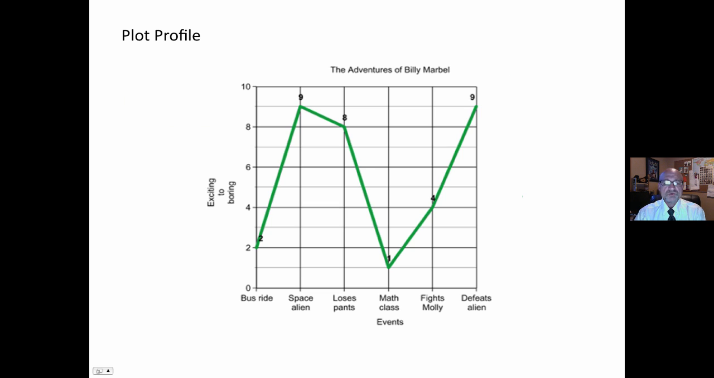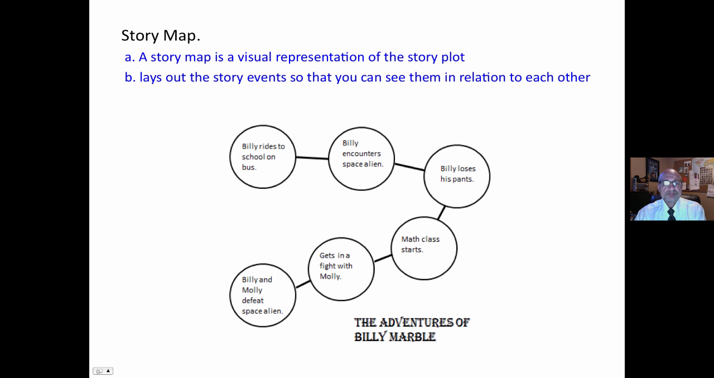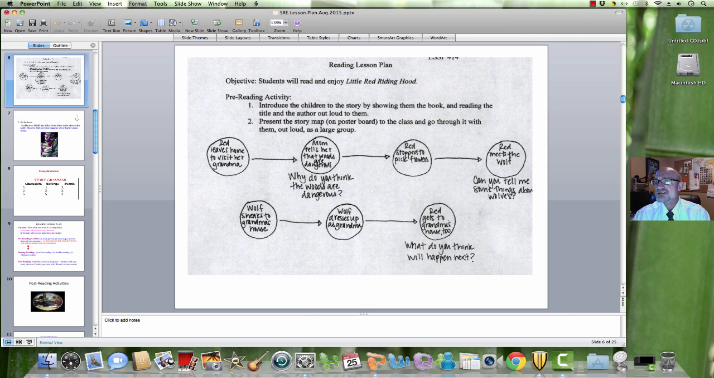Plot profile. Oh, I like this. Identify 5 events in the story. You rate them from exciting to boring, happy to sad, near to far. Any type of criteria that you want. Plot profile. Story map, again, you did it as a pre-reading activity. As a post, they could make their own, or they could list elements related to each event. So they would kind of fill in, list things around each bubble. All right, those are some ideas.